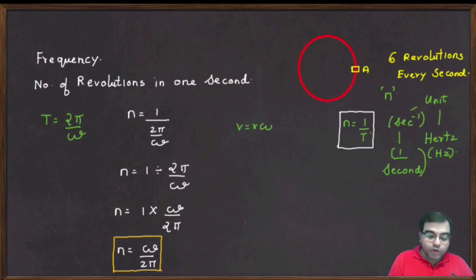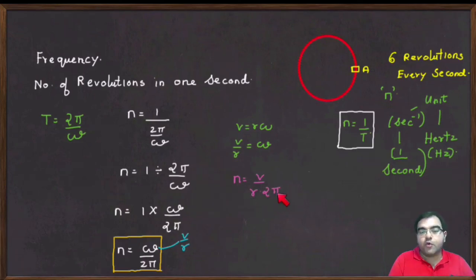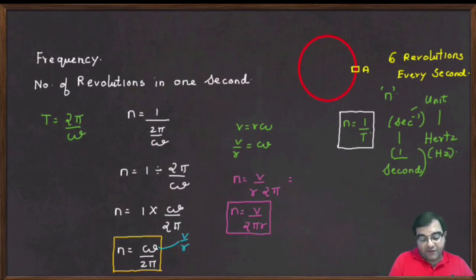Now, we also know V is equal to r omega, right? V is equal to r omega. So I can take this r down and I can say omega is equal to V by r. So in this formula, I am going to substitute V by r instead of omega. So when I do that, I get n is equal to V by r of 2 pi. This is nothing but, instead of omega, I am putting V by r. So I get V by r of 2 pi. Now this is nothing but V upon 2 pi r. So I get another formula for n, which is equal to V upon 2 pi r. That's a formula for frequency.